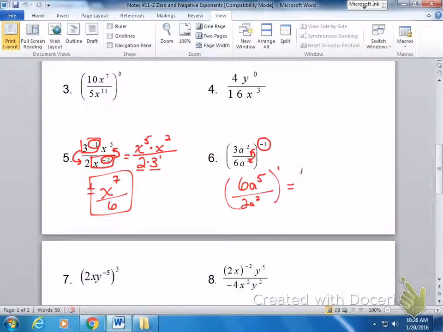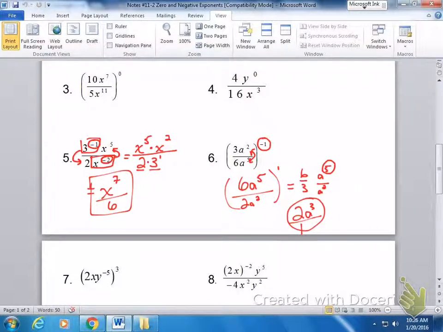Now I can fix this. I have 6 over 3, and I have a to the 5th over a squared. Now, 6 divided by 3 gives me 2. I have a to the 5th over a squared. The top one is bigger, so that's where the answer will go. And a to the 5th over a squared is 5 minus 2. I get 2a to the 3rd.